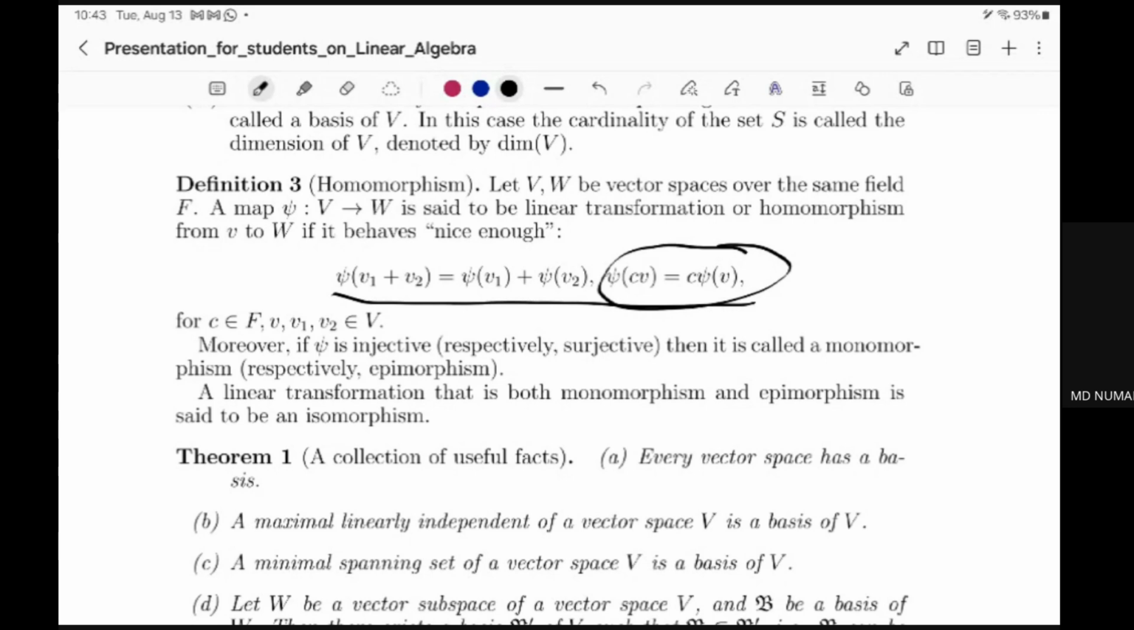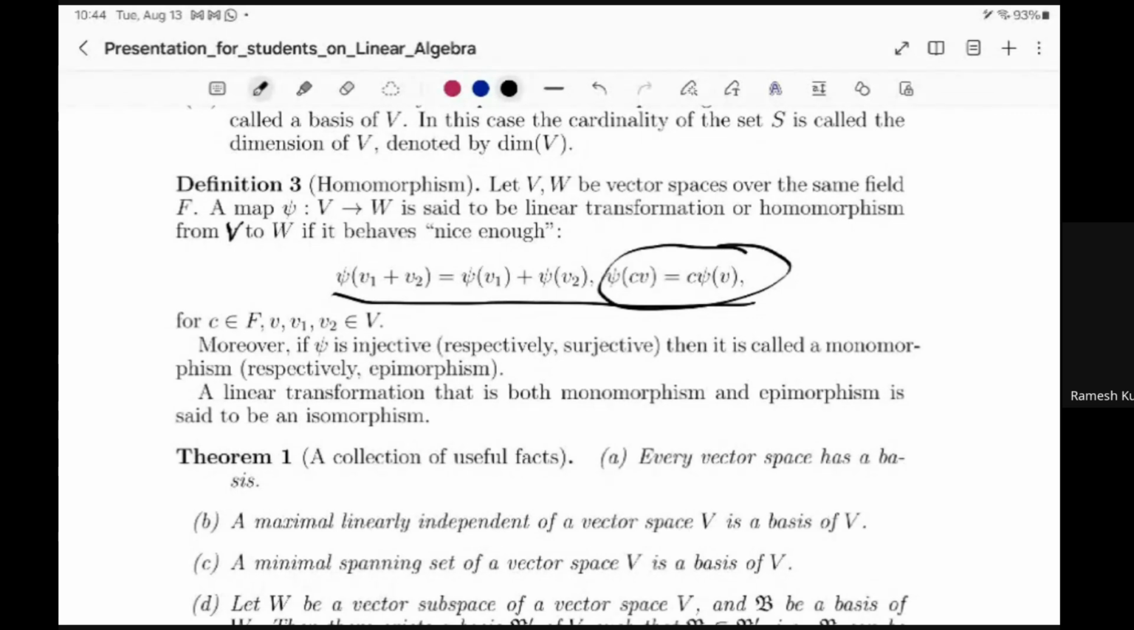In this case, we have some special names for a homomorphism if it has some properties other than the ones we have already defined. If it happens to be a homomorphism and it is also injective, then we will call it a monomorphism. In definition 3, third line, from V, is that capital letter only, sir? Yes, this is capital V. Okay, sir, thank you.